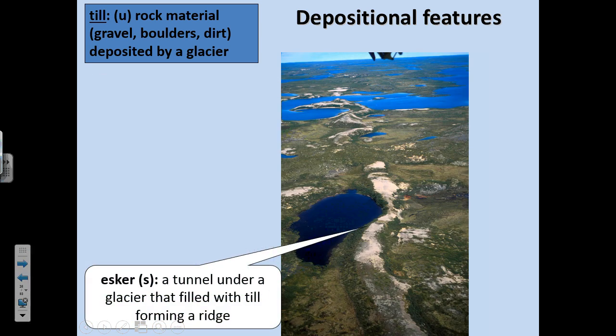The next feature is an esker. Eskers are also formed underneath the glacier. What you have going on underneath the glacier is a stream flowing underneath it, which is causing erosion, and then it starts to slowly fill in with till also, and that leaves behind this snaking mound of till, which is known as an esker.